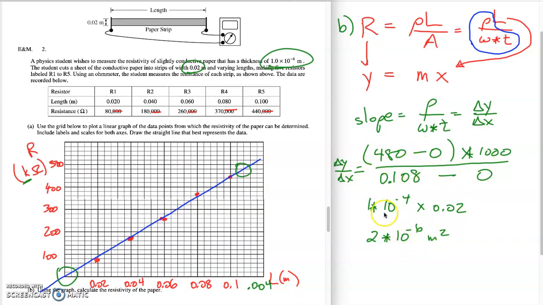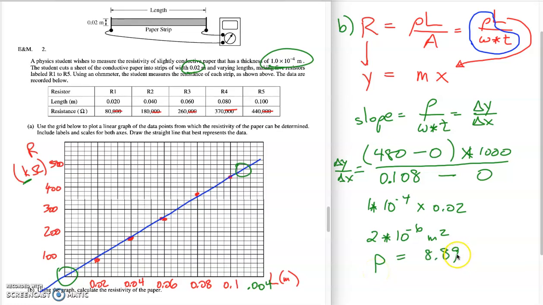So we're going to take our answer for the slope and multiply by 2 microns. Let's see here, 480,000 divided by 0.108, and then times 2 microns. I got 8.9. Hey, that's not bad. When I did this by hand on a piece of actual graph paper, I got 9.0. So 8.9 is not bad for computer futziness. So I got rho here is 8.89.